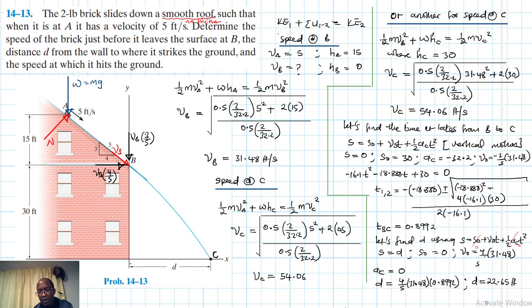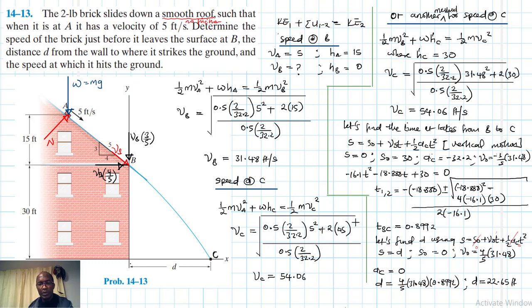Let me check it once more, because we have distorted part of the information there. There is divided by 5. So we have 4 over 5 times 31.48 times 0.8992, which is 22.65. Alright. Okay, so this is another method for the speed at C.